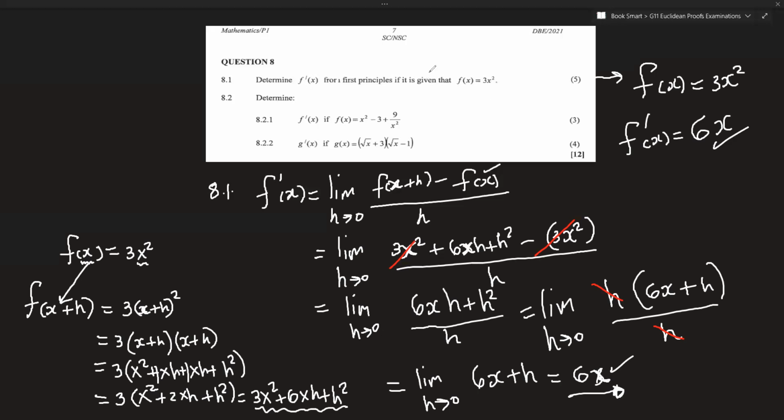So now let's move to 8.2. On 8.2, we're just going to be doing the same thing that we've been doing on 8.1, but now we're not going to use the first principle. Remember, the first principle is too long, right? You only do first principle if they tell you to do first principle. If they don't, you just use the rule of differentiation.